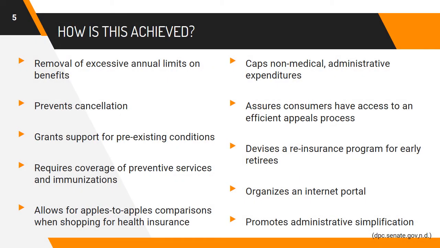The ACA achieves this in a number of ways. It removes lifetime and excessive annual limits on benefits, prevents cancellation of health insurance policies, grants support for Americans with pre-existing conditions, requires coverage of preventive services and immunizations, generates consistent coverage documents so consumers can make apples-to-apples comparisons when shopping for health insurance, caps insurance companies' non-medical administrative expenditures, assures consumers have access to an efficient appeals process, and gives consumers a place to turn for support navigating the appeals process and obtaining their coverage.